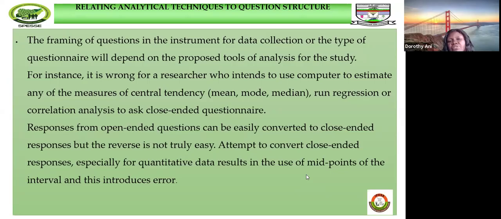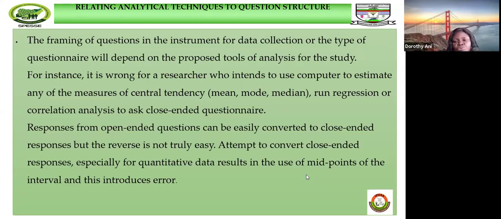So what we are trying to say here is that the structure of the questionnaire you are using will depend solely on the analytical tools that you will use. If, for instance, you want to do something like regression, it's good that you collect your data like age or annual income.